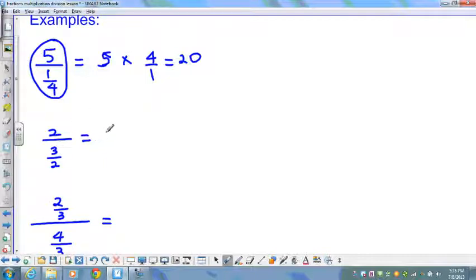Write the top one as it is and multiply it by the reciprocal of the denominator. So for example, here, the top one is 2. We're going to multiply it by, flip this one, so you have 2/3. Again, you can assume there is a 1 here, so our answer is 4/3.